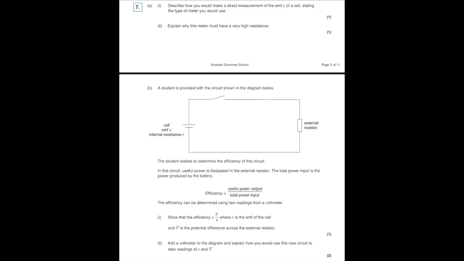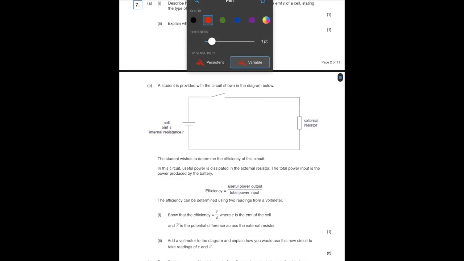So how would you make a direct measurement of the EMF of the cell, stating the type of meter you would use? Now this, hopefully everybody realised that because we are looking at EMF, we are looking at using a voltmeter. Okay, a multimeter wouldn't cut it. You need to be specific and say that it's a voltmeter that you would measure. But the key thing here is how you would measure it. It was not enough to just say voltmeter. You needed to say it was across the battery or the cell terminals. That's the whole point. EMF is about what the cell has the capacity to supply when there is no external load. So it had to be across the battery terminals.